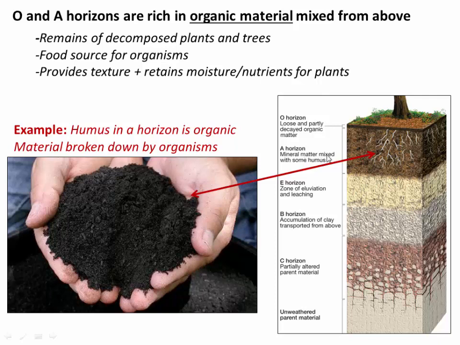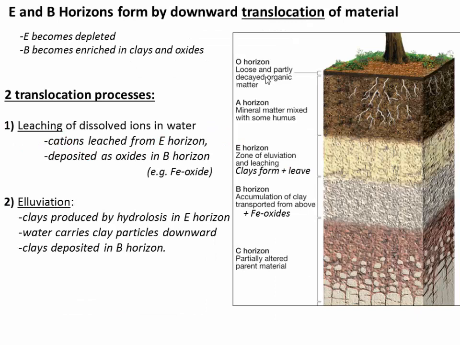The A horizon is a layer where organic material has been mixed in more deeply, and the organic material has been partially broken down into a substance called humus, which looks a lot like potting soil here. And these humic substances are incredibly important for a healthy soil. In particular, they provide texture and retain moisture and nutrients for plants. And we'll look more about that in our agricultural soils video.